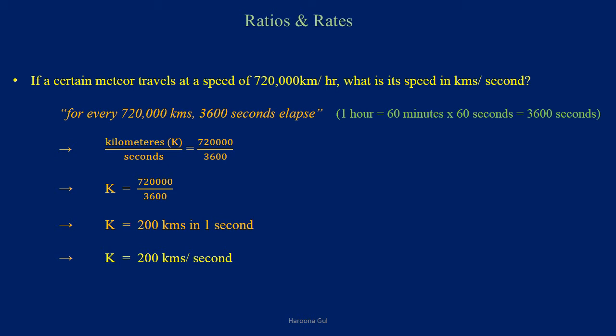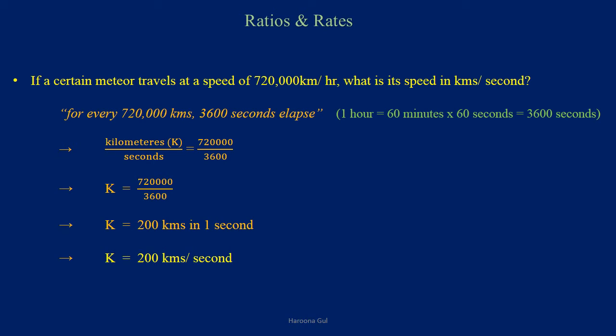Okay, this question says that if a certain meteor travels at a speed of 720,000 kilometers per hour, what is its speed in kilometers per second? Now this question is very similar to the question we've already done in our last slide. The only difference is that in this question we're going to convert hours into seconds. And how are we going to convert it? We already know that 1 hour is equal to 60 minutes and 1 minute is equal to 60 seconds. So 1 hour is equal to 60 times 60, which is equal to 3600 seconds.